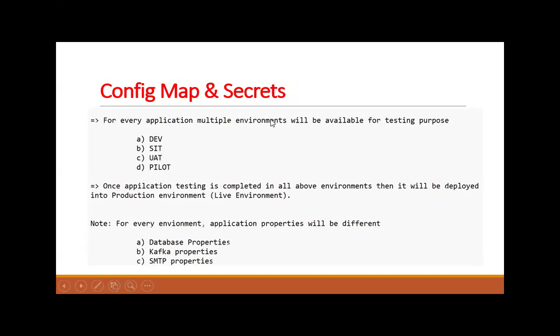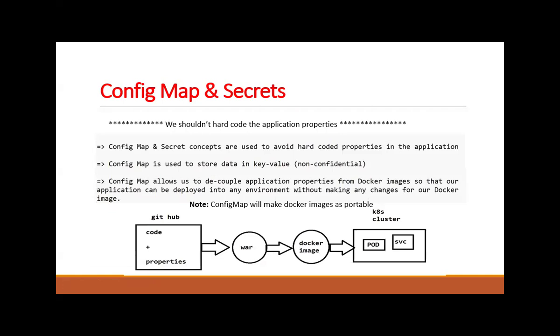So the configs and secrets. For example, your password is a secret, right? A config map means your database username will be the same on all the environments, but the password is different. For every environment, application properties will be different: database properties, database username, secret username and password, Kafka properties, SMTP properties, everything will be different.